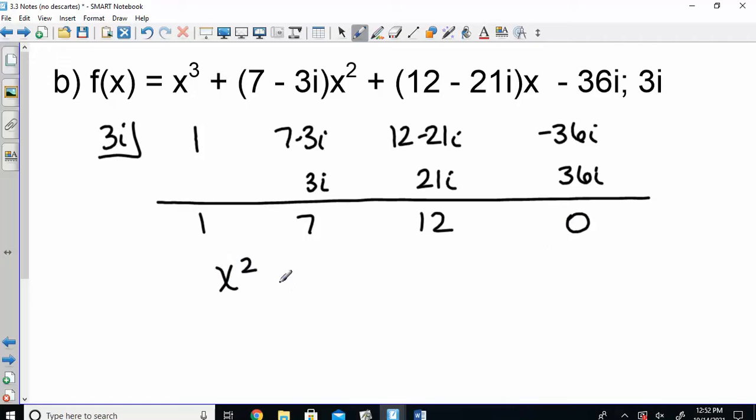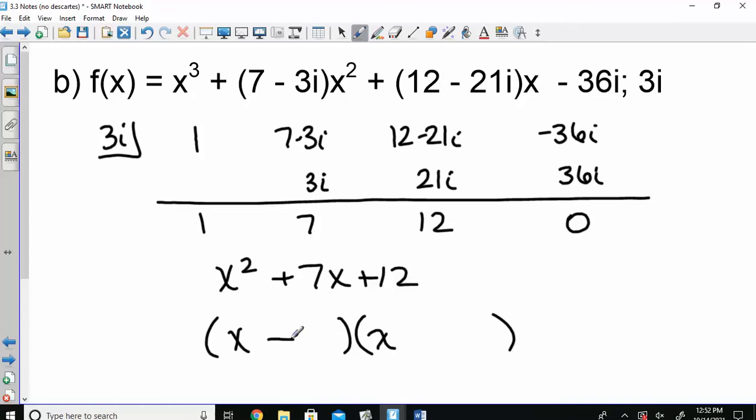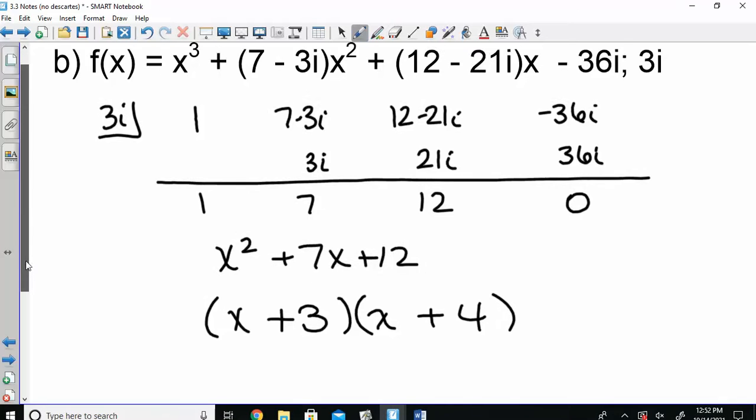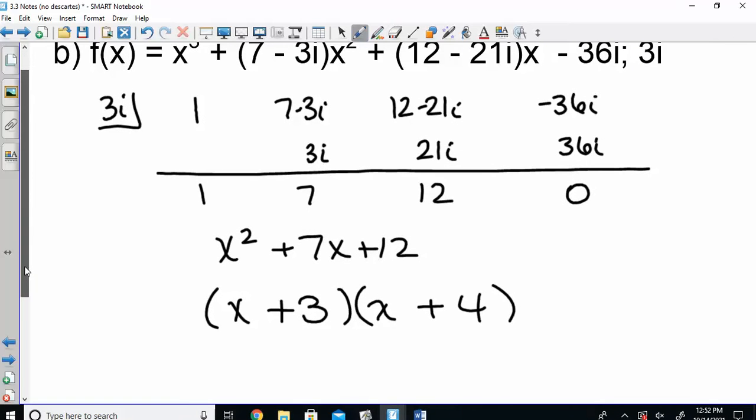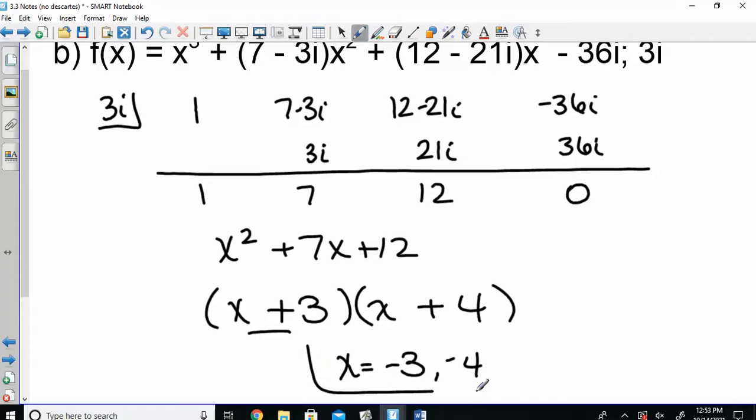So after your synthetic, did you guys get x squared plus 7x plus 12? So then we need to factor. It's a 1x squared, so you could do the shortcut. Multiply to 12 and add to 7 would be 3 and 4. Our directions here were to find the remaining zeros, not the factored form. So I gave you the first 0. To find the others, you just set each of these equal to 0. So what makes x plus 3 equal 0? And x plus 4 equal to 0? So -3 and -4 are my remaining zeros.